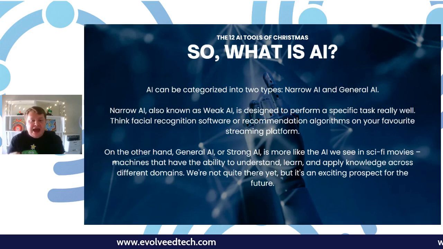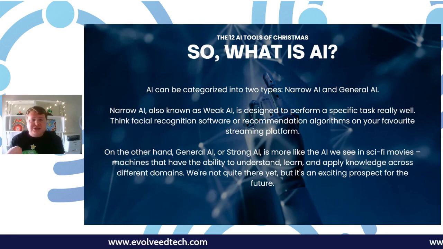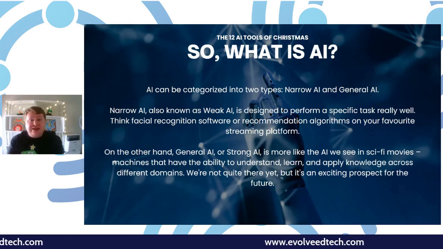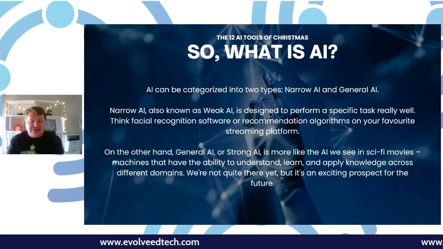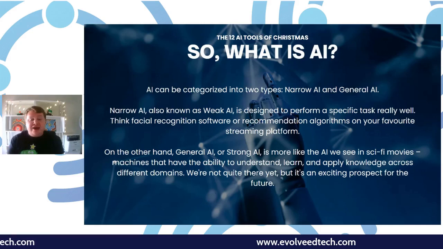Let's go and break down AI into two specific categories: narrow AI and general AI. So, narrow AI, also known as weak AI, is designed to perform specific tasks really, really well. Things like facial recognition software or recommendation algorithms on your favorite streaming platforms. This is weak AI. It's a specific task that is being performed exceptionally well.